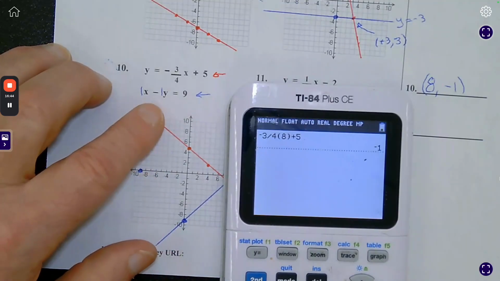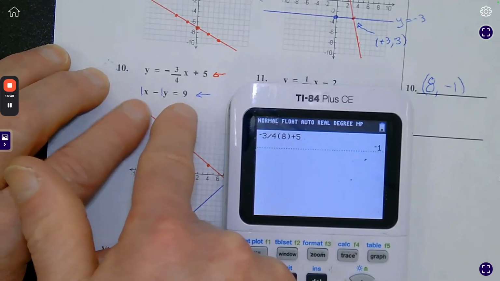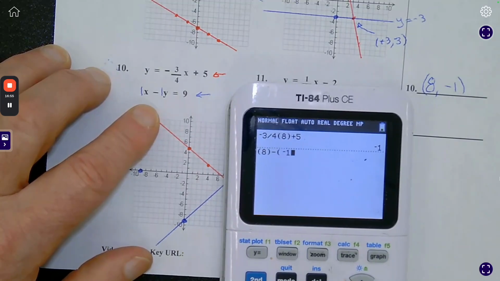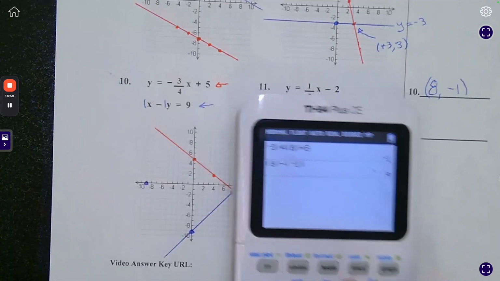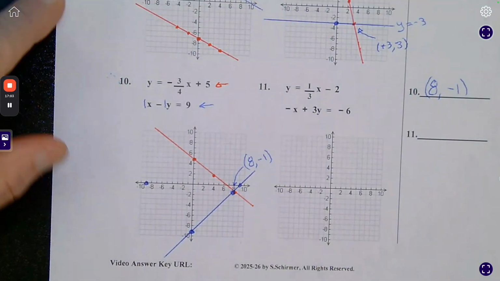Now I'm going to go here. When you do it in standard form, your goal is to put x and y in and get that number out. So x is 8 minus y is -1. Okay, and we got 9. All right, that's it. Good. I just needed to check that one. It was out there, and I just wanted to make sure it was right.